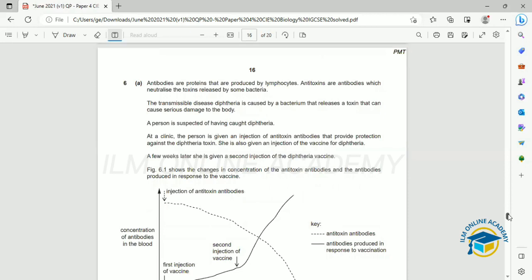So the next question says that antibodies are proteins that are produced by lymphocytes. Now, remember that antibodies are like the soldiers of your body. If any foreign pathogen enters your body, and your body has got the antibodies for that specific pathogen, antibodies are very specific for the type of pathogen. So the specific soldiers are going to come out and fight with that pathogen.